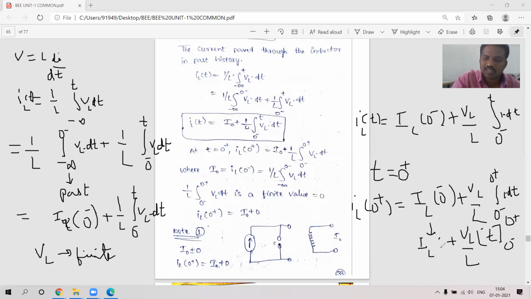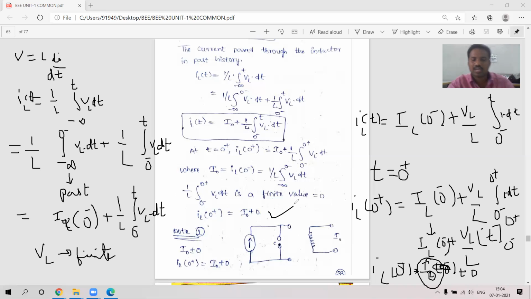The thing is, I am going to get only this part, that is IL(0-) = IL(0+). That means IL(0+) is equal to I naught. Simply I can write it as the past current, replacing by I naught, that is the past current.